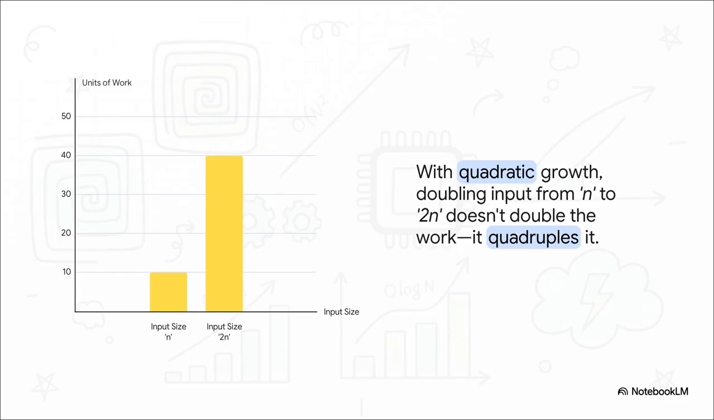And this chart right here is a perfect picture of that trap in action. Let's say an input of size n takes about 10 units of work. With that quadratic growth, if we just double the input to 2n, the work doesn't double to 20, oh no, it quadruples to 40. That's the ski jump. And that's exactly why your code feels like it's suddenly hit a brick wall.